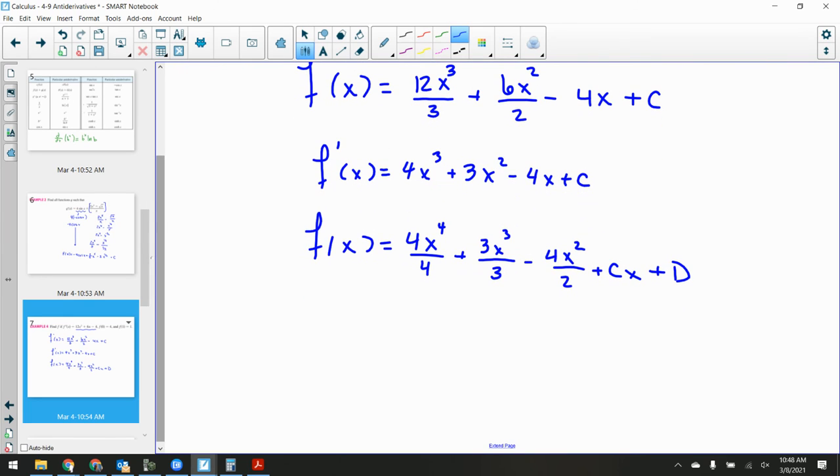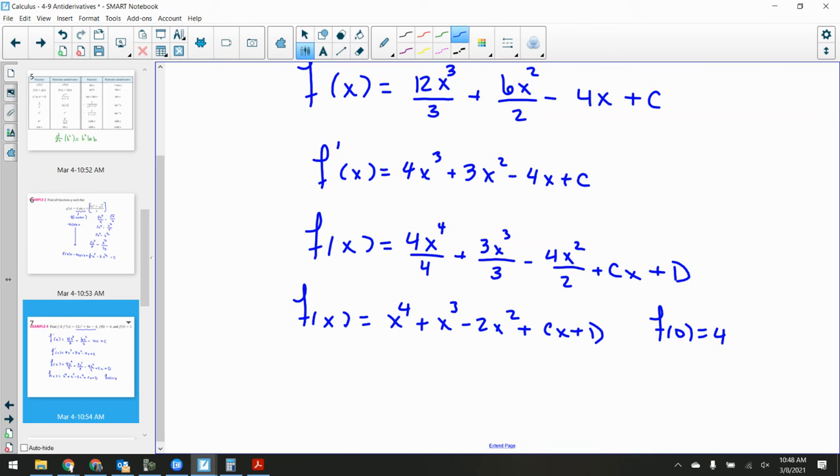Okay, so let's reduce it. F of x is going to be equal to x to the fourth plus x to the third minus 2x squared plus cx plus d. Now, if I wanted a general antiderivative, that would be my answer. But I'm given more information. I'm given that f of 0 is 4, and then I'm given that f of 1 is 1. I don't know how we came up with that, but that's given within the problem.